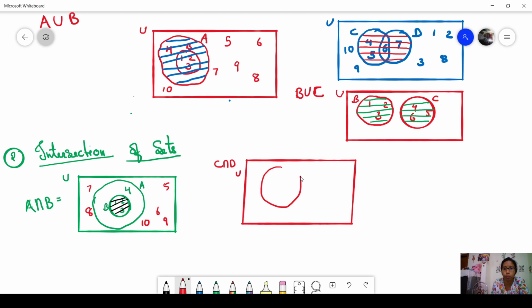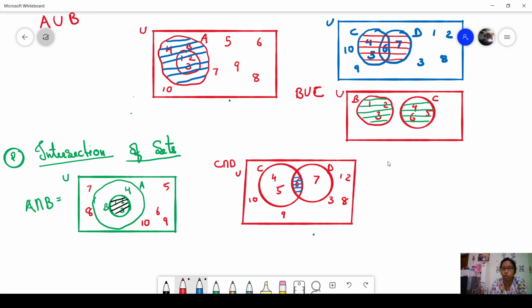So clearly, because they have the element 6 in common, we can draw like this, and 6 will come here, 4, 5 will come here and 7 will come here. This is C, this is D, and the other elements 1, 2, 3, 8, 9, 10 can be drawn outside this. Now I want to represent C intersection D. So I am taking the blue pen to mark C intersection D, means both which are common.